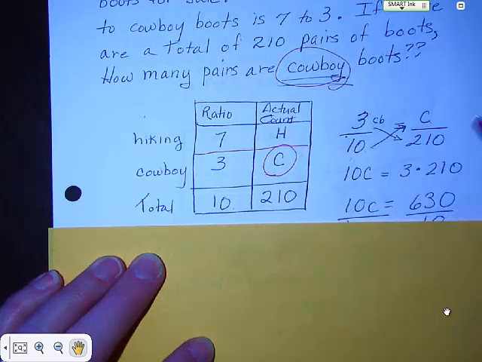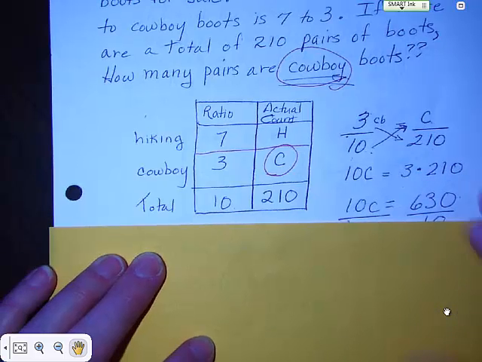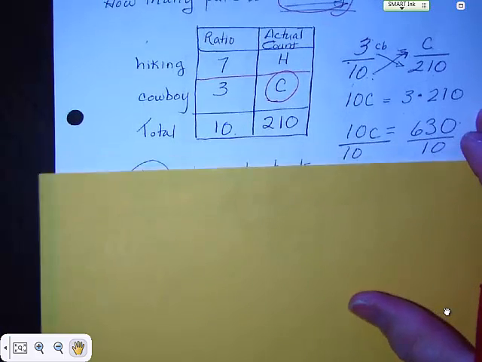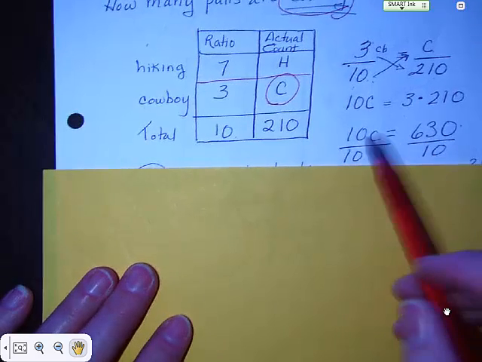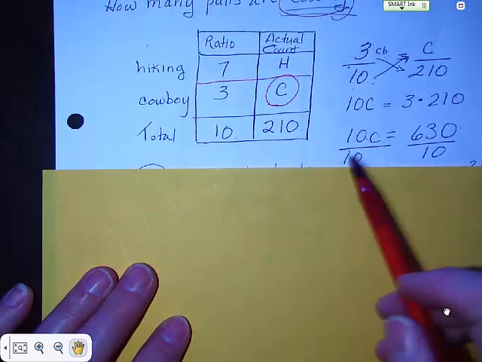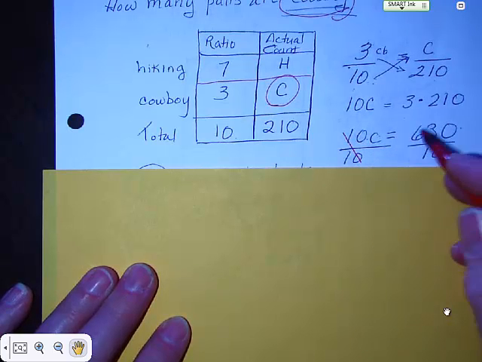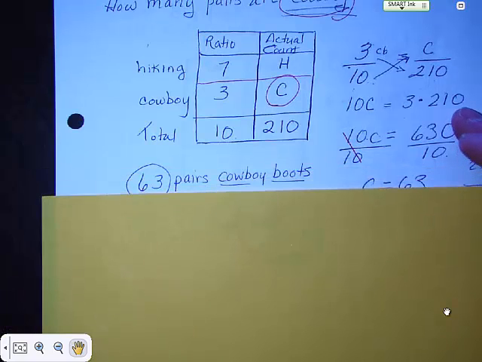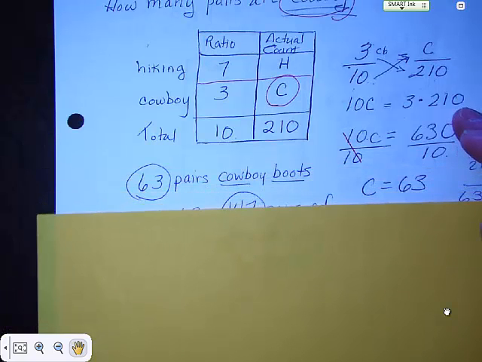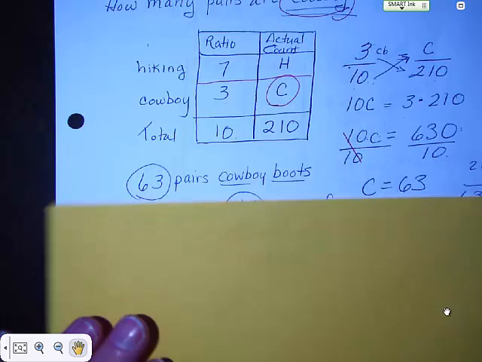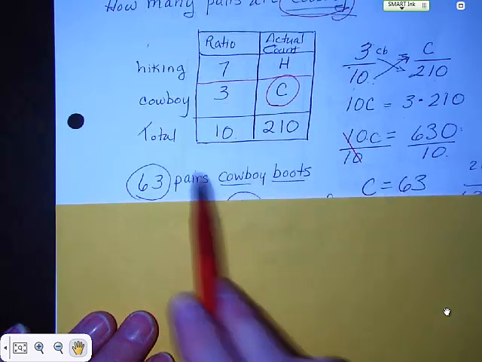Well, same thing as we did before. 10 times C equals 3 times 210. Multiply this out, you get 630. Now that you have 630, you need to divide so you get C by itself. So you have 10C divided by 10. Gets rid of the 10, you end up with C equals 630 divided by 10, which you have to do to both sides. And when you divide it, you get an answer of 63. So you have 63 pairs of cowboy boots.